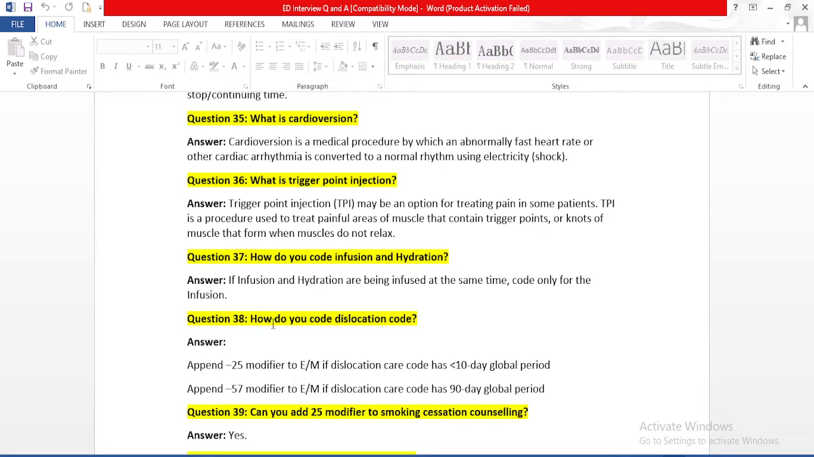So next question, what is trigger point injection? Answer, trigger point injection may be an option for treating pain in some patients. Trigger point injection is a procedure used to treat painful areas of muscle that contain trigger points, or knots of muscle that form when muscles do not relax. So basically trigger point injections are used for muscle problems. In order to relieve the trigger point, the physician will inject into the muscles.